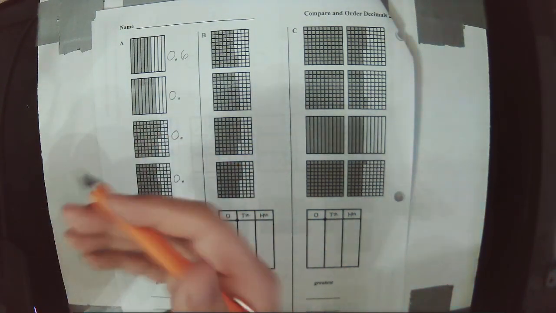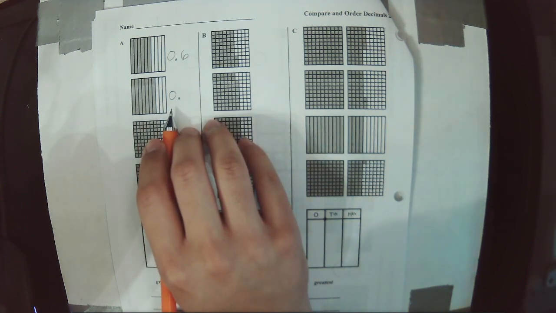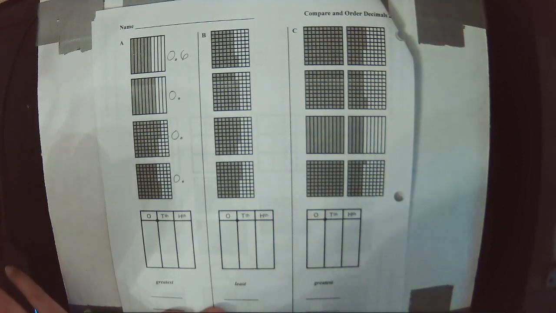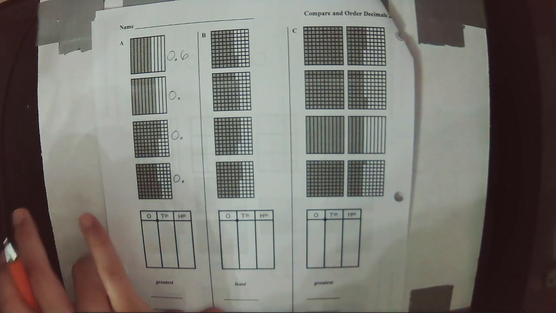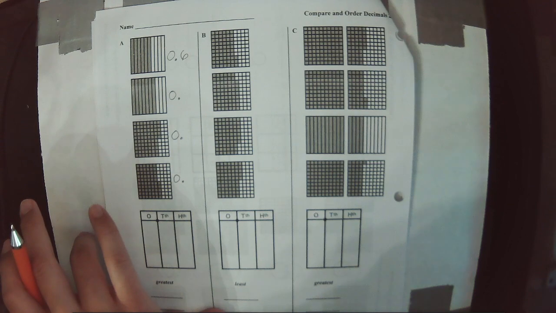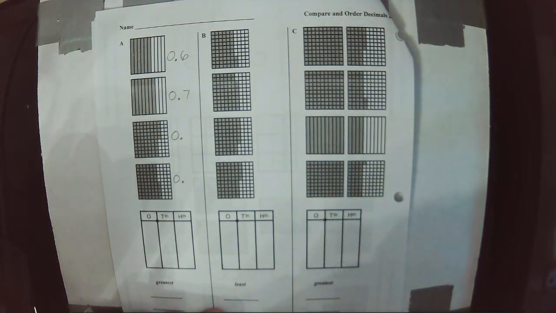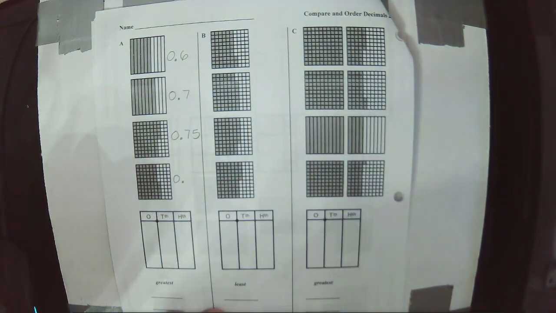The second model. Who can tell me what decimal I see here for the second model? 0 point what? Alexa? Zero point seven. Okay. Who can help me with the third model? 0 point what? Kylie? And the last model they gave me. Who can help me with the last model? Chase?